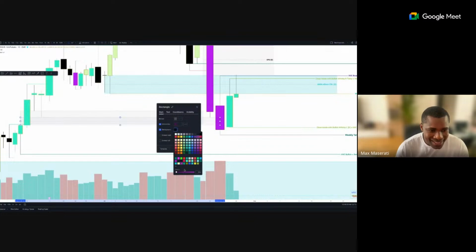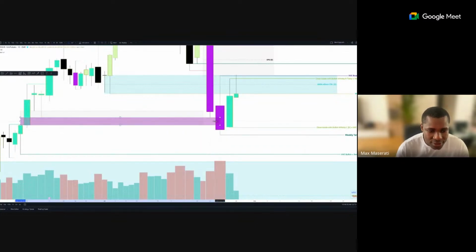Because I spent hours and hours in and out trying to understand the market the simplest way possible. That's why you might see the MMM is very, very precise. My model, the Max Maserati model, is very precise.